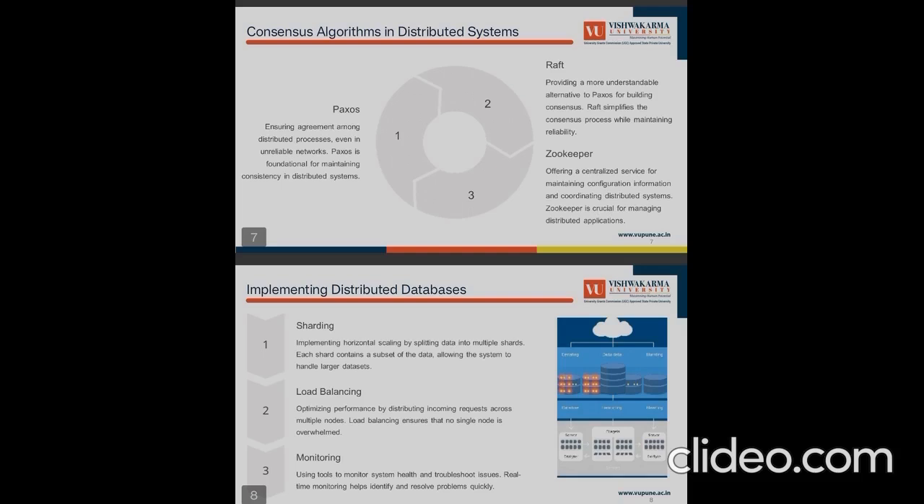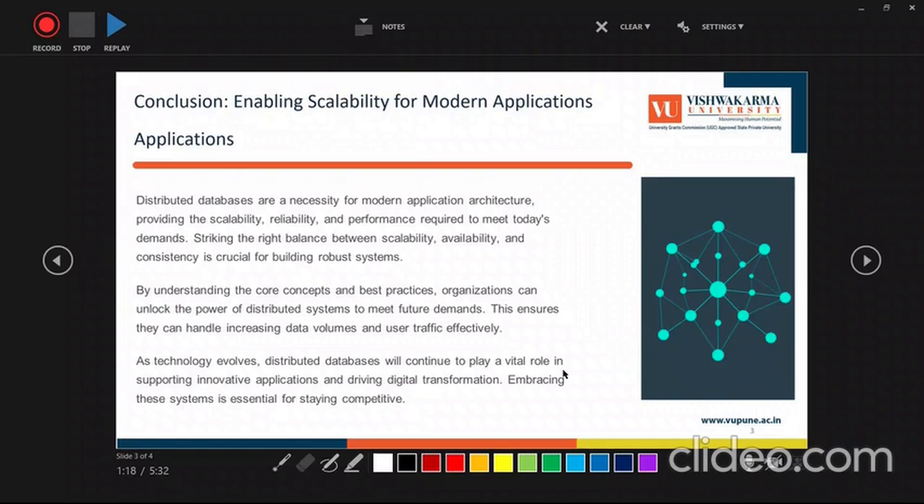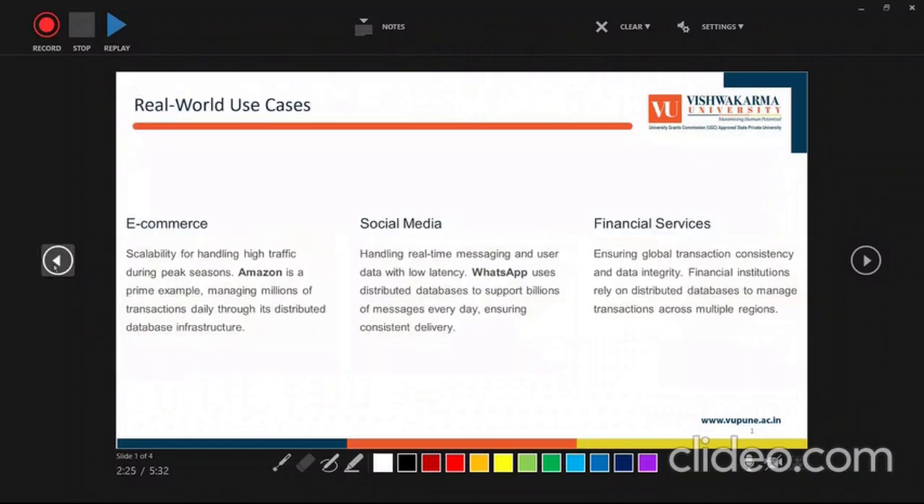Hi everyone. So hello friends, we are going to see real world use cases. So we use those particular cases in our real world. Some best examples are e-commerce, social media, and financial services.